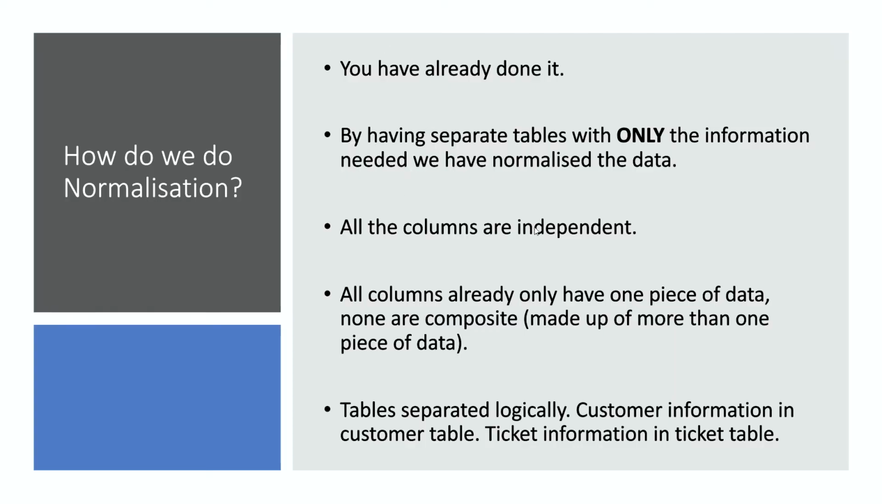Where are we? All columns are independent. All columns already have one piece of data. None are composite, made up of more than one piece of data. So that's for 1NF and 2NF. Tables separated logically. Customer information in the customer table, ticket information in the ticket table.